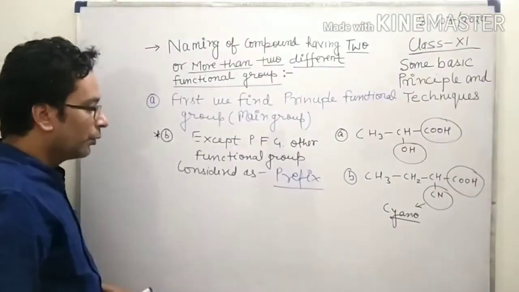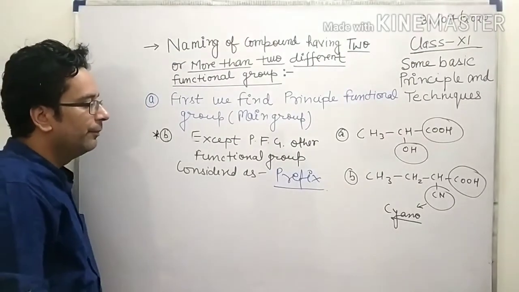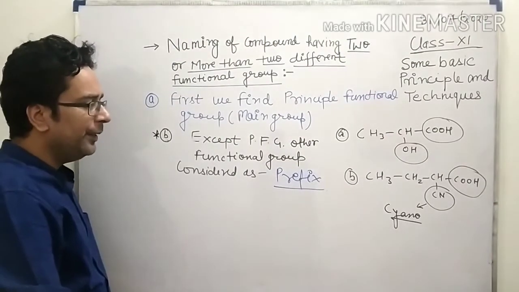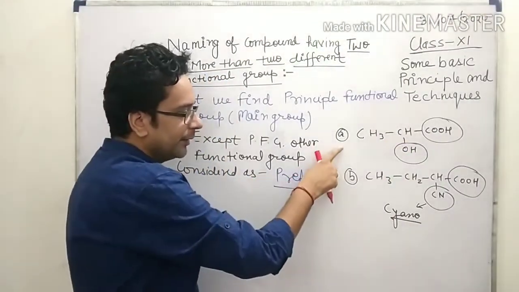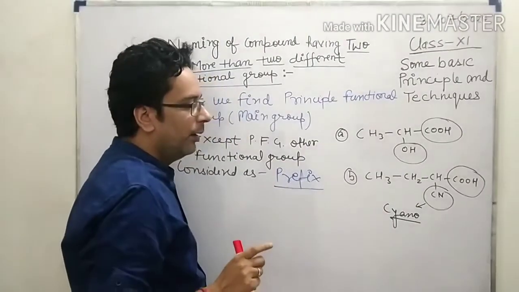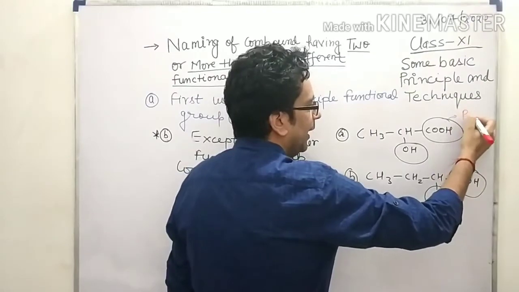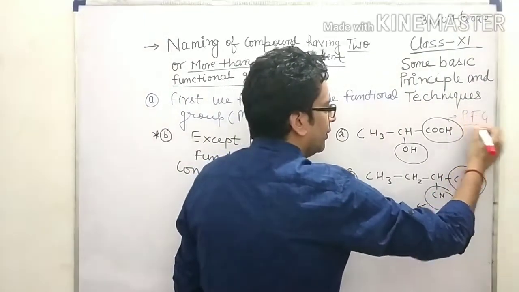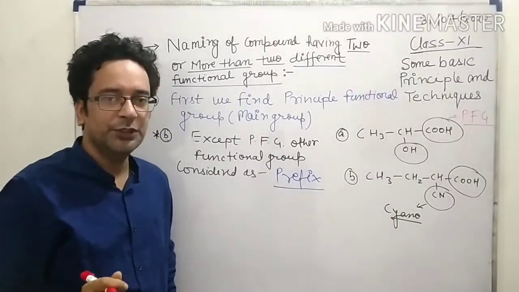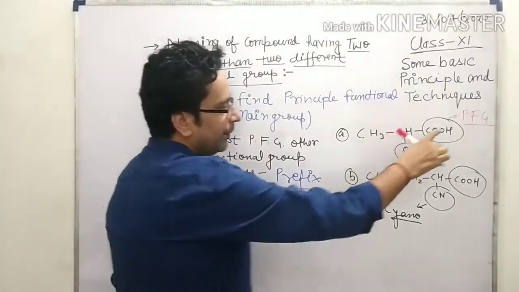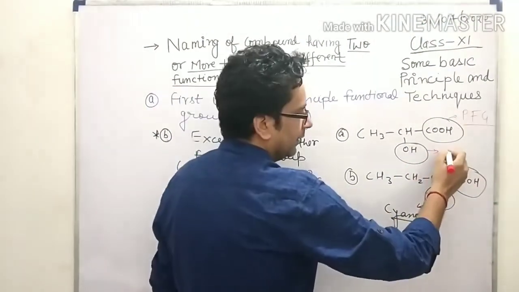So now I am going to write the name of this compound. All of you know very well that in the priority order the position of carboxylic acid is first. So in this case the principal functional group is carboxylic acid. You write the full form, not PFG, you write principal functional group. So the other group is a prefix.